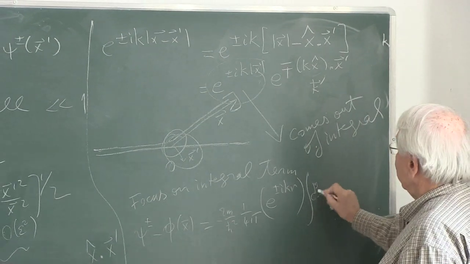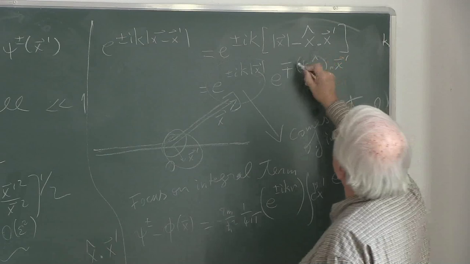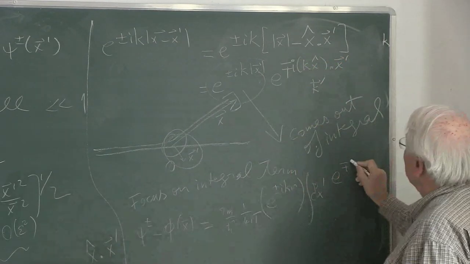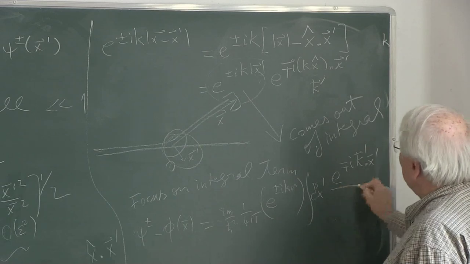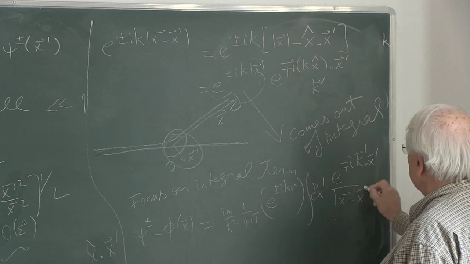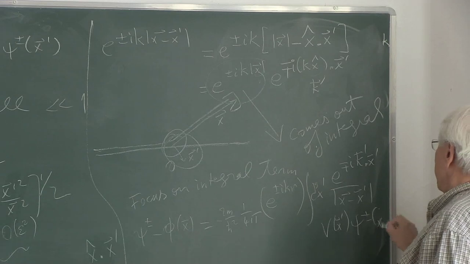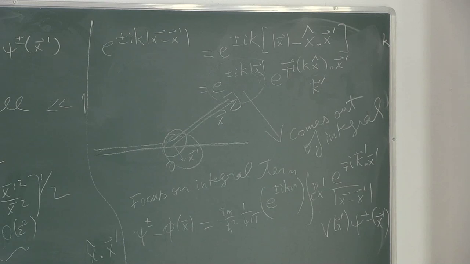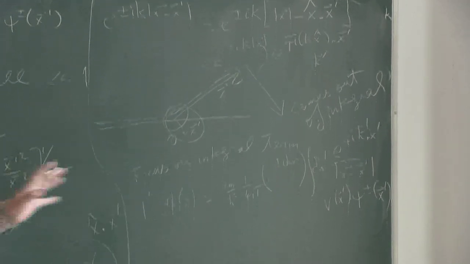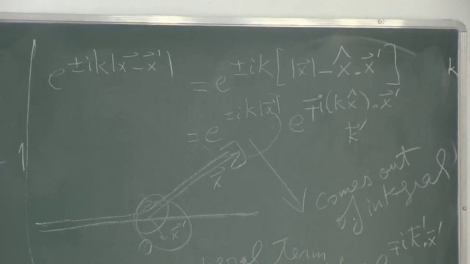d cube x prime, e to the minus plus i k, I forgot the i in here, sorry, please correct this, otherwise it's going to be irrelevant, x prime divided by, still let me keep it as x minus x prime, times v of x prime, times psi plus minus x prime. I will move a little bit to the left so that it can be seen, this is the integral term. Forget what is inside the integral. There are plenty of things that we have to carry out once the v is known. But this term is important.